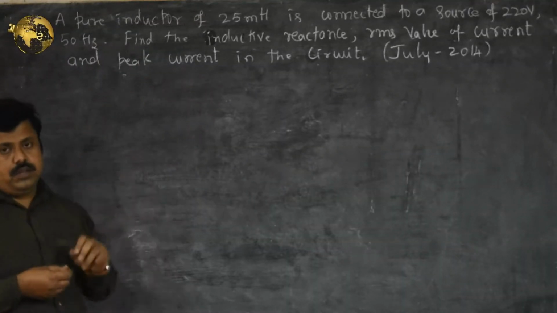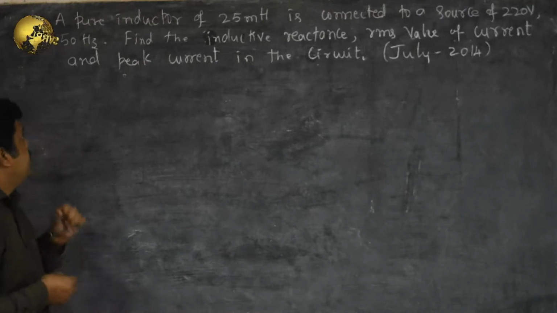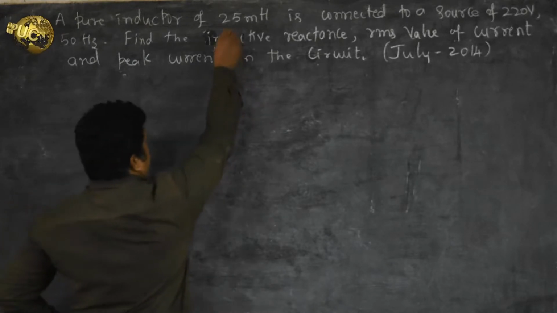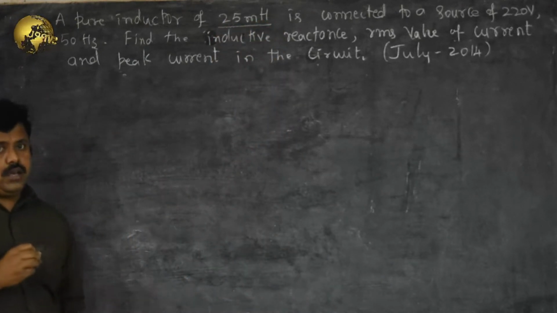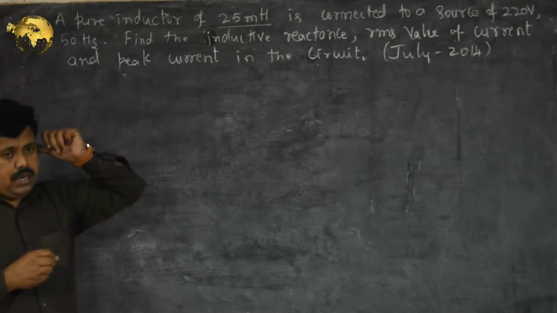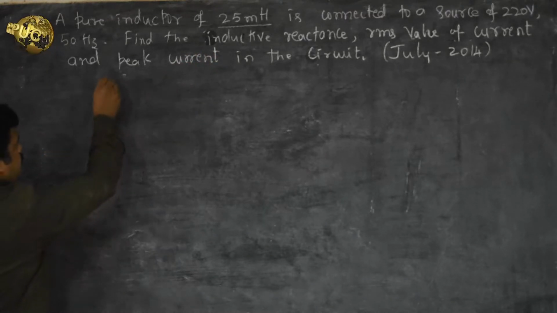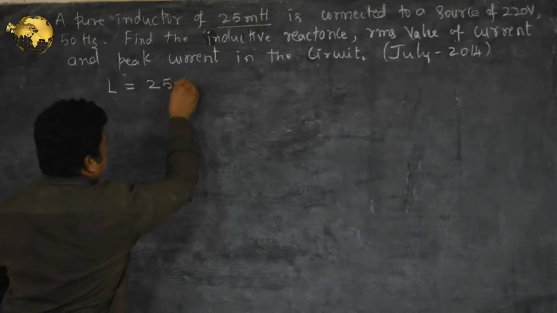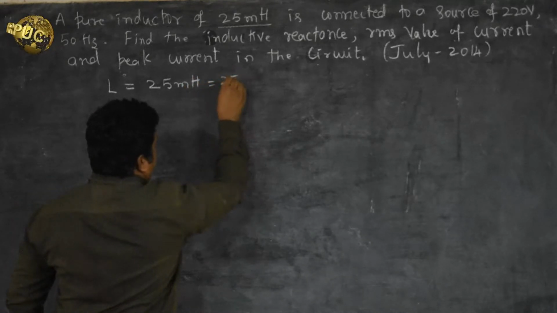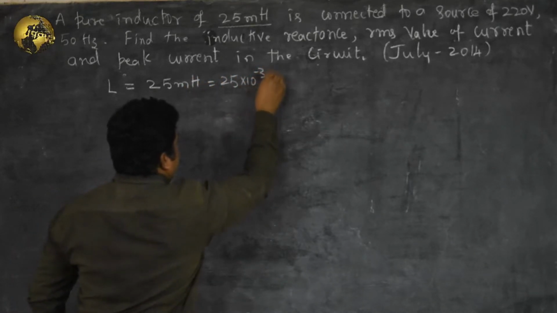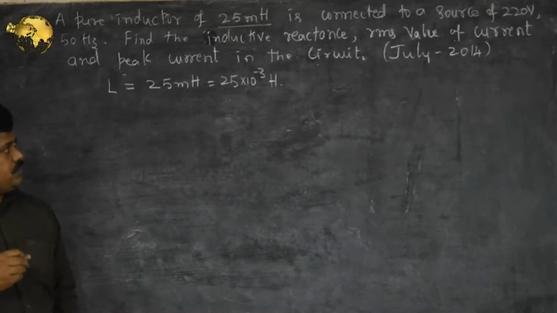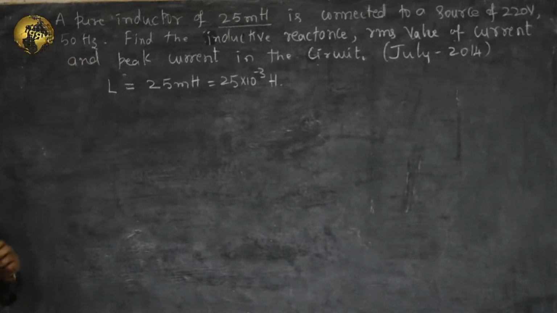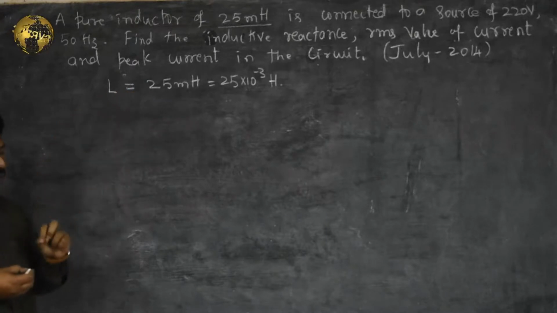This question is again from alternating current. It says a pure inductor of inductance 25 millihenry. So inductance L is equal to 25 millihenry, milli is 25 into 10 to the power minus 3 Henry, is connected to a source of 220 volt, 50 hertz.